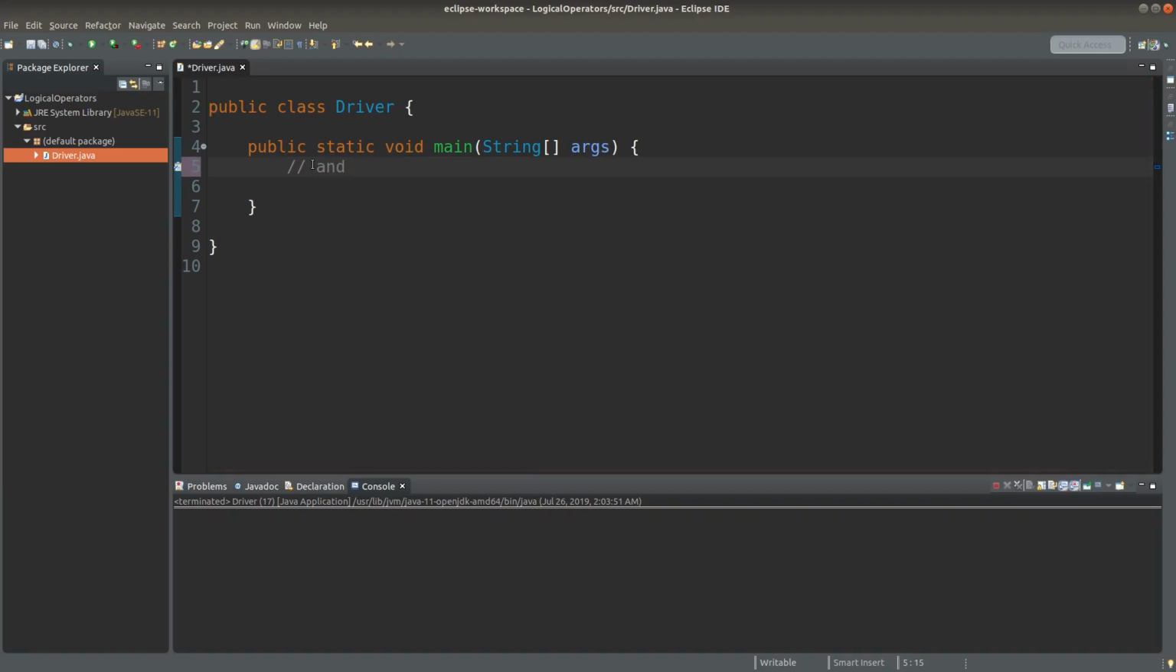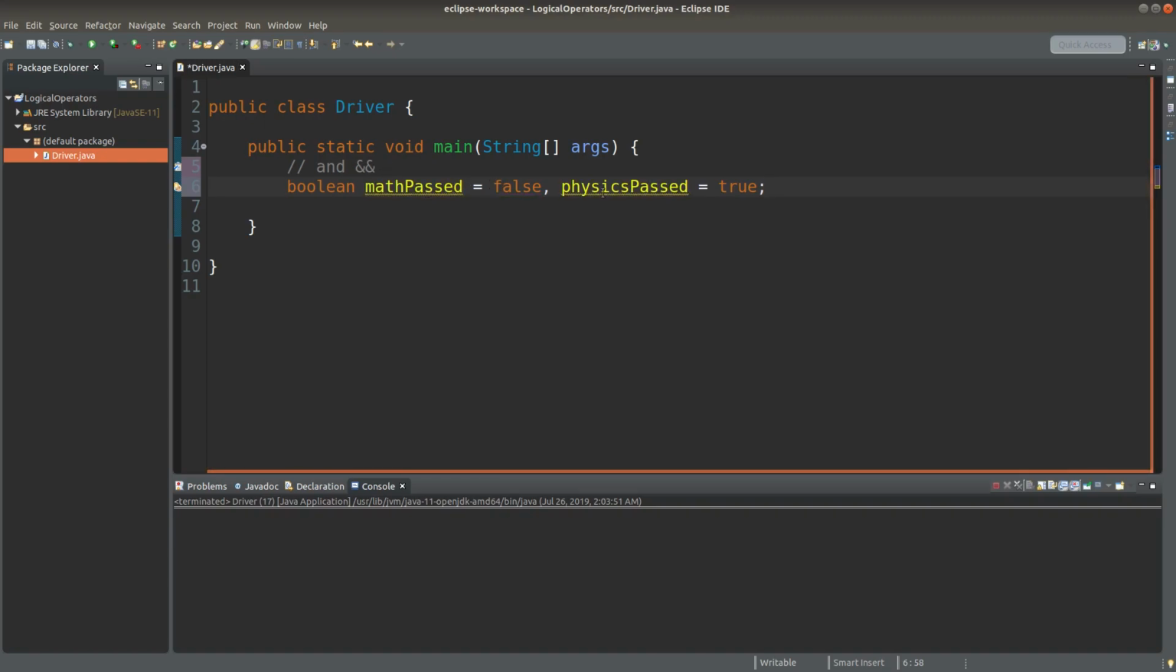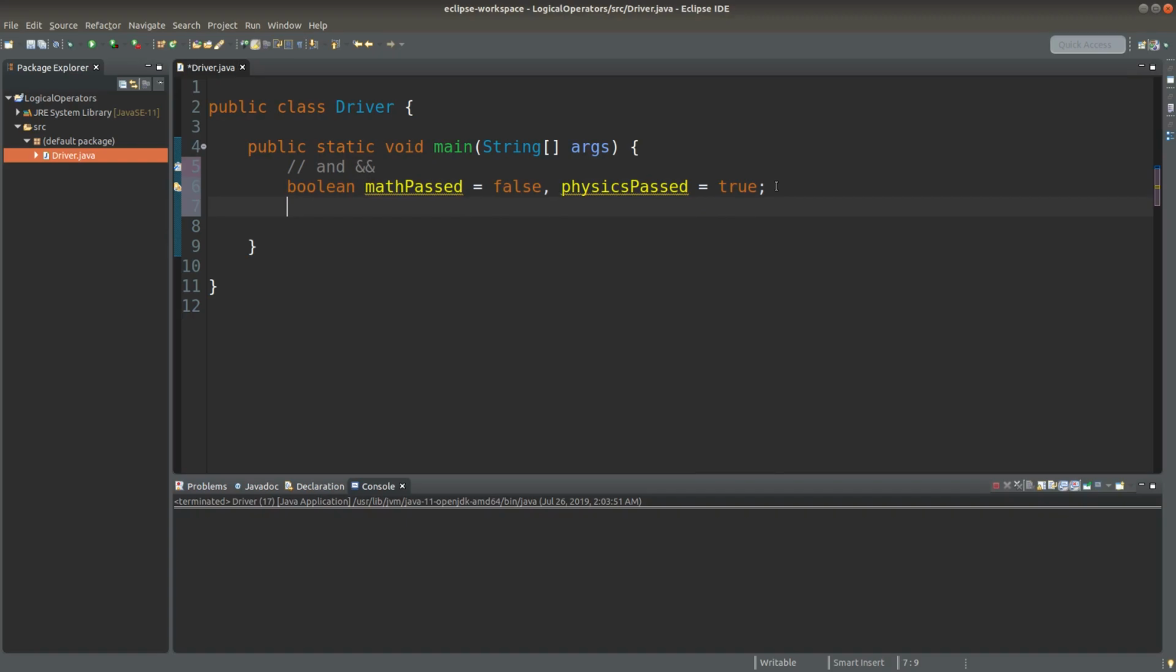Let's see an example of using the AND logical operator. For Java, we have to use two such signs to represent the AND condition. Suppose I failed the math subject, but I passed the physics subject. So in this case, can I enter an engineering class? I have to check the condition like this.